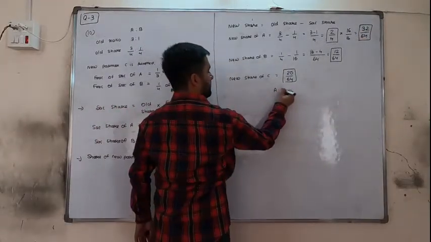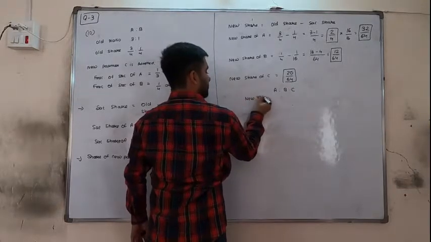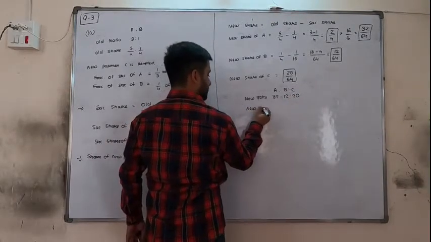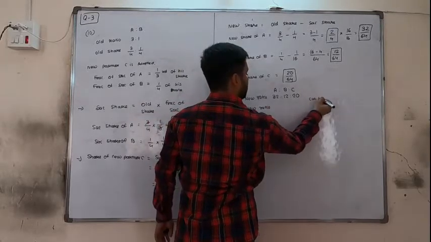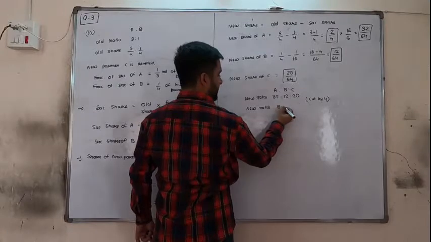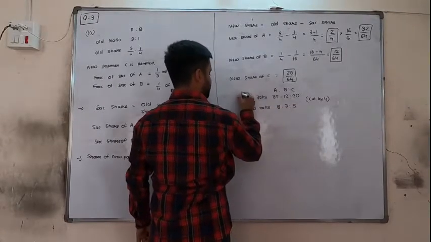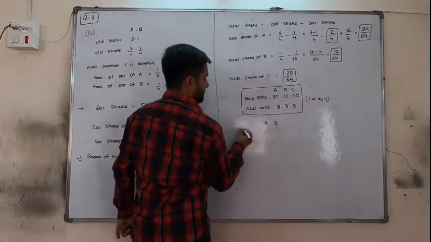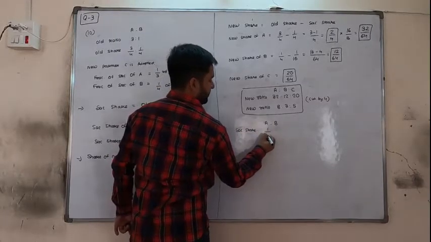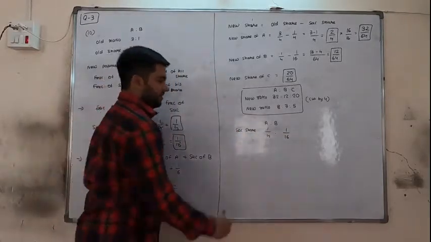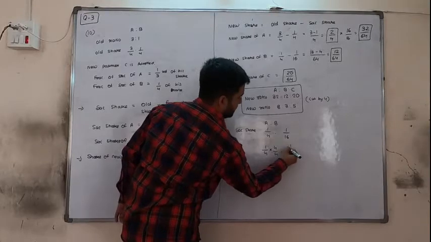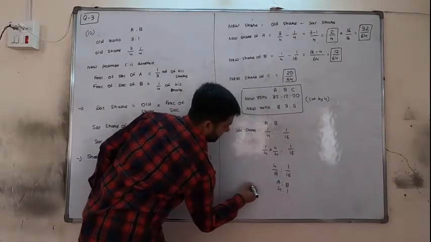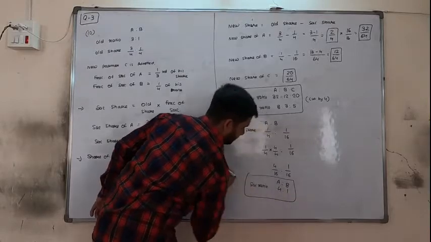Now A is to B is to C, the new ratio is 32:12:20. In the new ratio we can cut by 4. If we cut by 4, it is 8 is to 3 is to 5. Again, A is to B: the sacrifice shares are 1 by 4 and 1 by 16. We have to make a change here, 4 by 4, because we have to obtain the ratio. So 4 by 16 and 1 by 16, the sacrifice ratio between A and B is 4 is to 1.